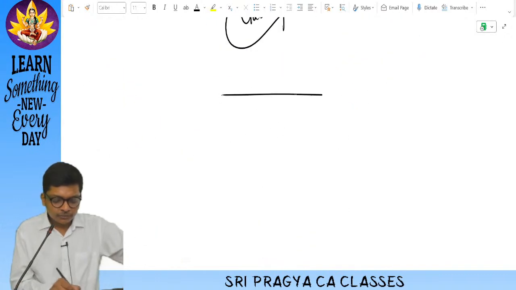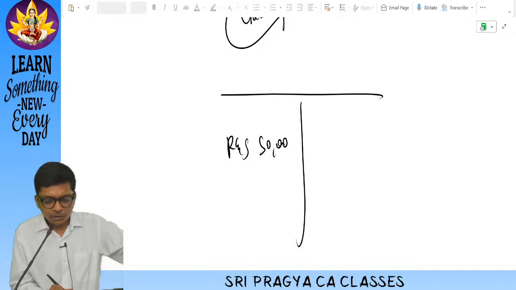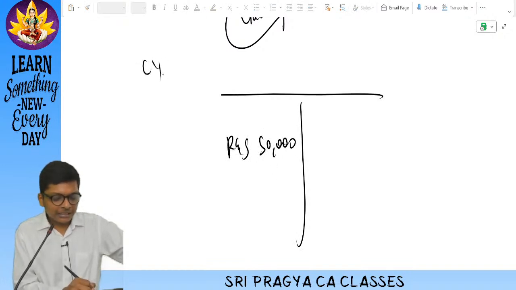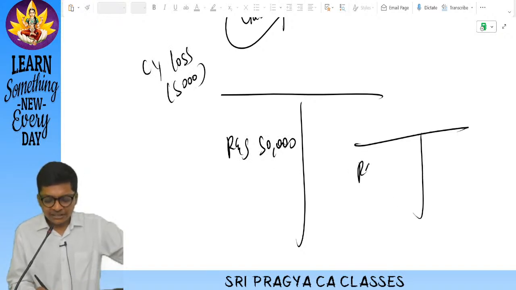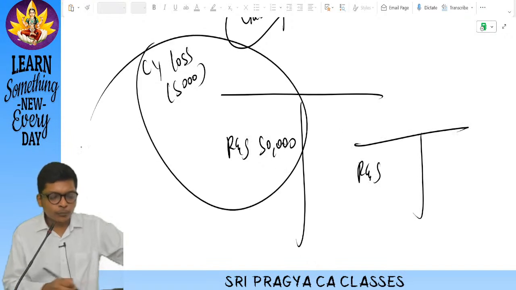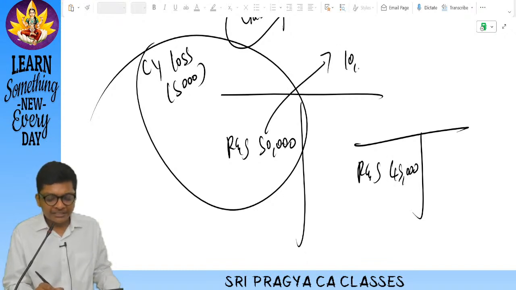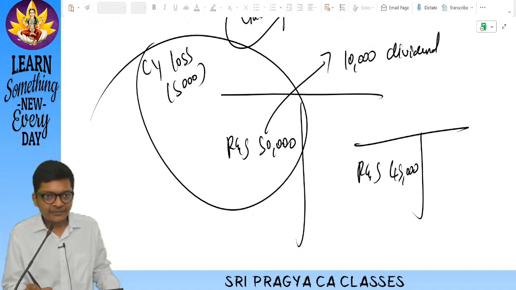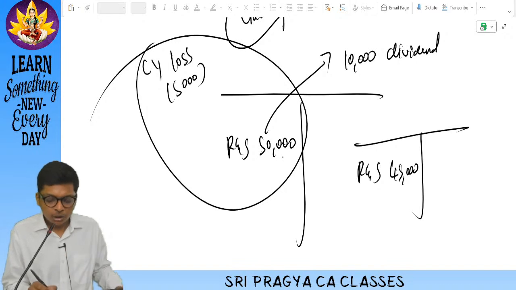Look at this. Balance sheet, reserves and surplus 50,000. Current year loss 5,000. What is the reserves and surplus after adjusting both? So if you are withdrawing from the reserves 10,000 to pay dividend, sorry, we can withdraw only how much? 10%. So how much can you withdraw?